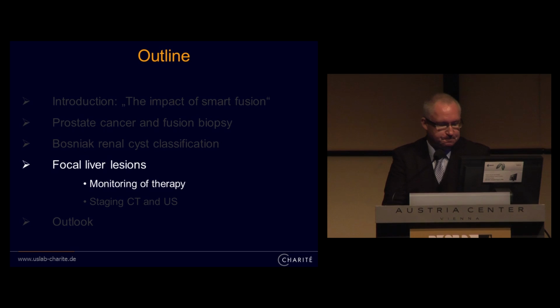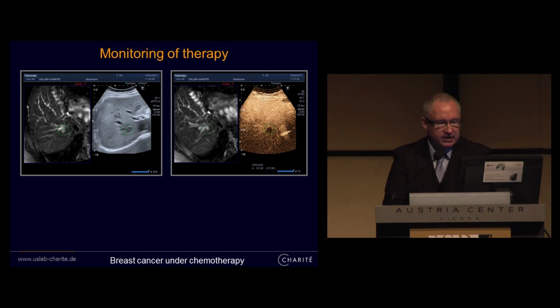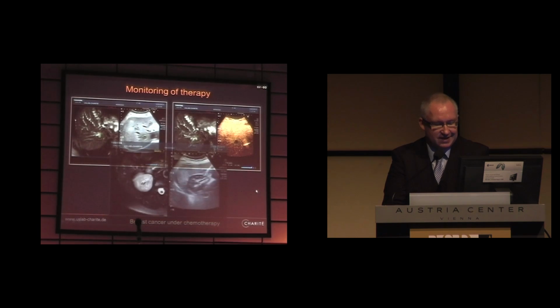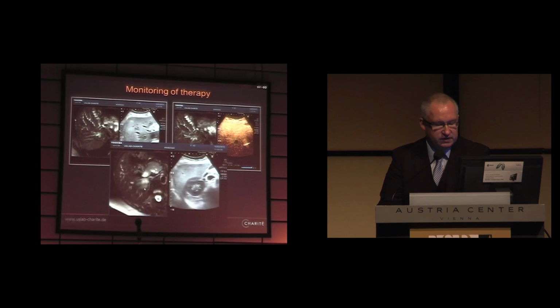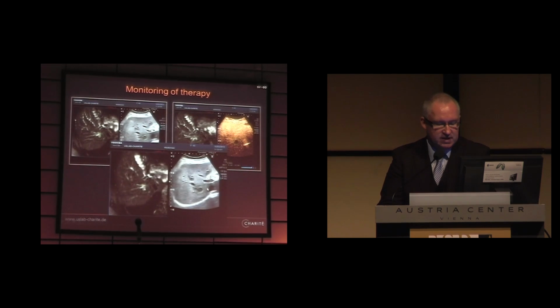Focal liver lesions. First we have to talk about the monitoring of the therapy, and I'd like to show you this example. This was a lady with breast cancer under chemotherapy. This was the first and initial MRI scan where we see some metastasis. This is the corresponding ultrasound image 2 months later under chemotherapy, and this is the same lesion under contrast application. This is the live image. On your left, MRI, on your right, real-time ultrasound.